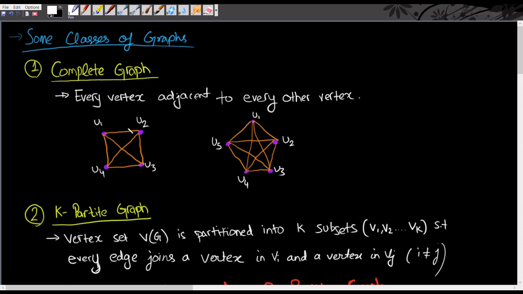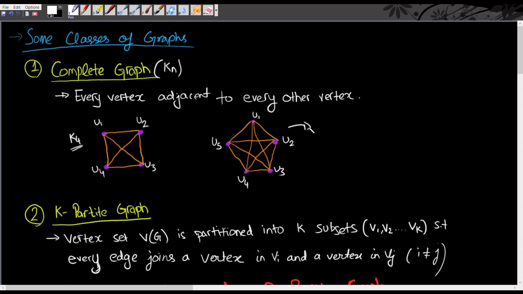In this graph, every vertex is adjacent to every other vertex. That type of graph is known as a complete graph. It is denoted by Kn, the complete graph of order n. In this first example, u1 is connected to u2, u3 and u4. Similarly, u2 is connected to u1, u3 and u4. u3 is connected to u1, u2, u4, and u4 to the remaining three vertices. So we can see that every vertex is adjacent, or in simpler terms connected, to every other vertex. So this is K4, the complete graph on four vertices.